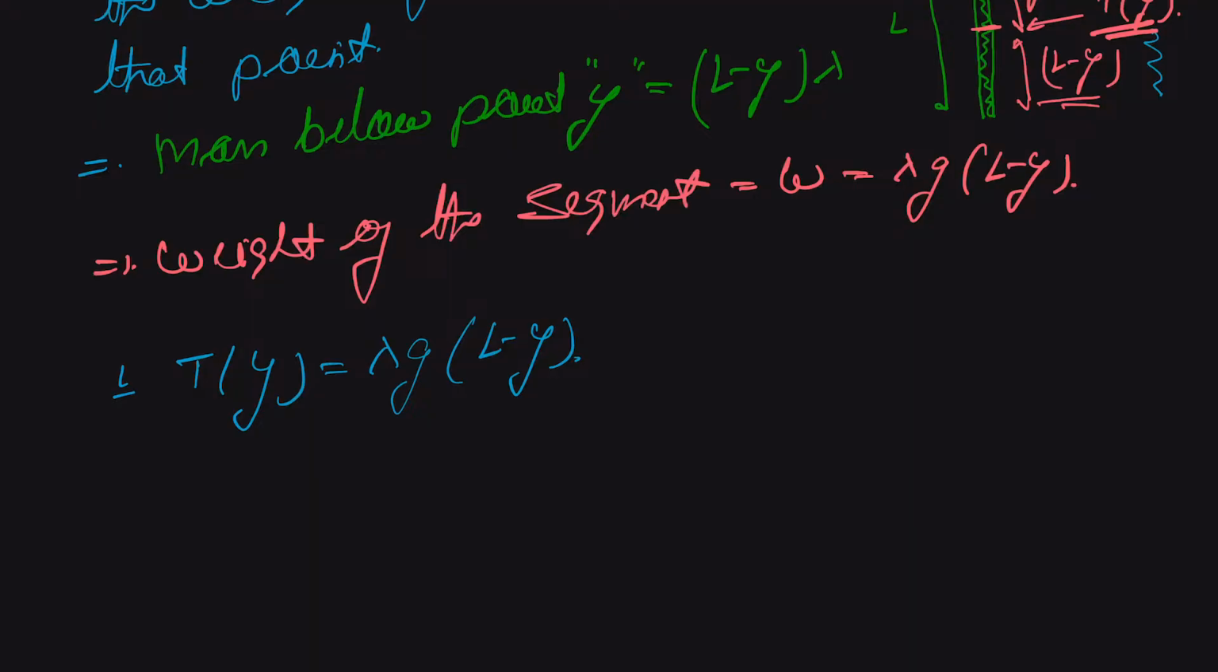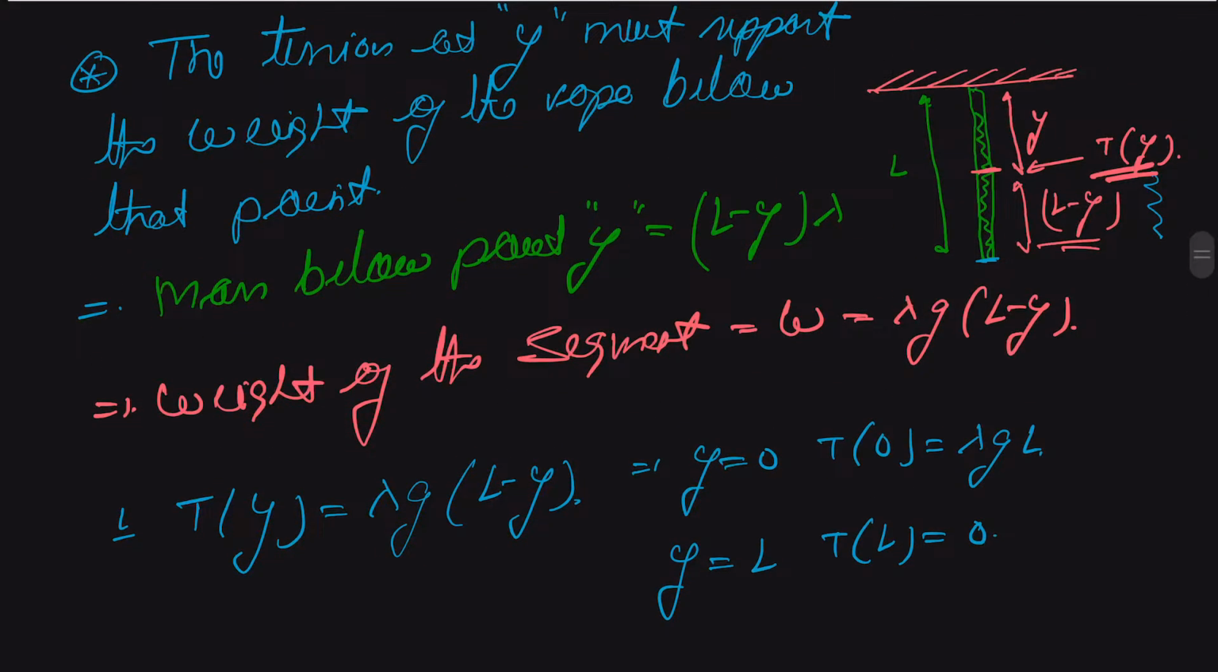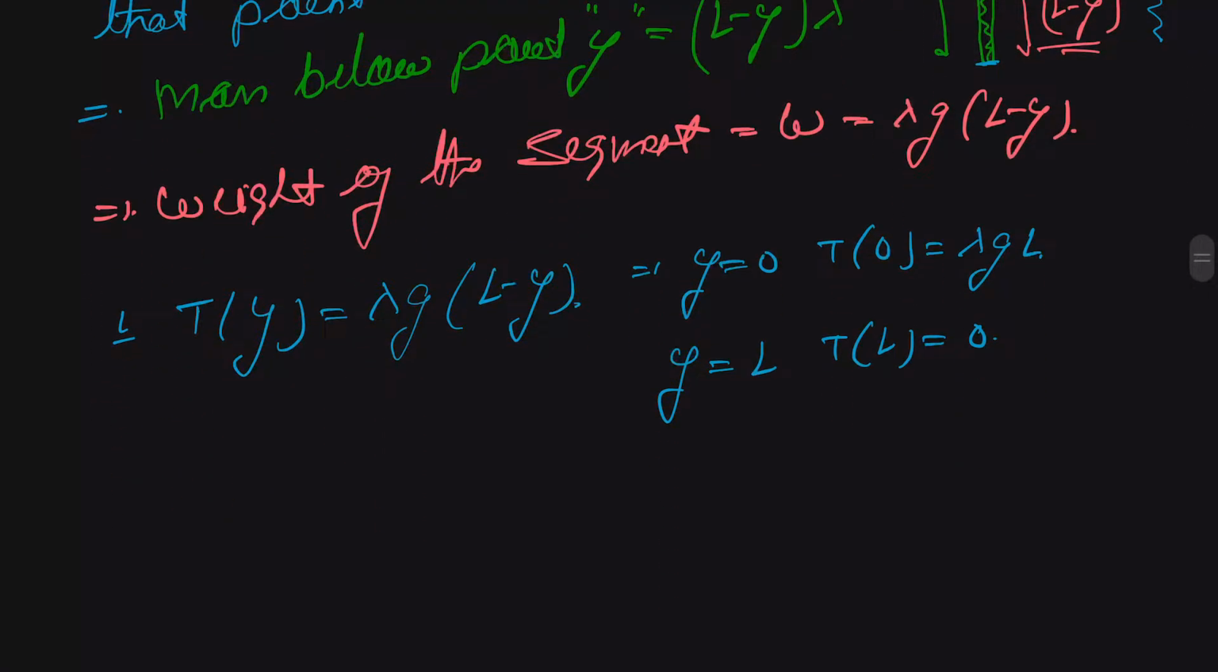We can also check it. We can say that if the value of y is equal to 0, then the tension at 0 will be maximum, that is lambda g L, and when y is equal to L, we get T of L equal to 0. Okay, it means the tension at the free end, at the bottommost point, will be 0, and at the top it will be maximum, that is lambda g L. And if you want, we can also measure it from the bottom side. Next question.